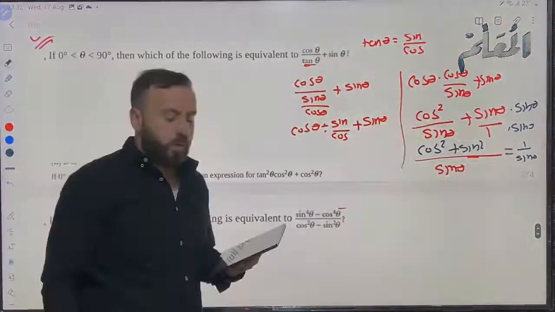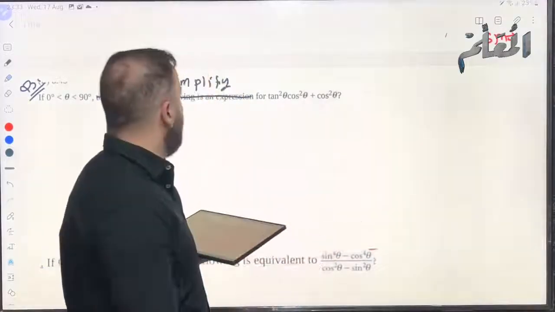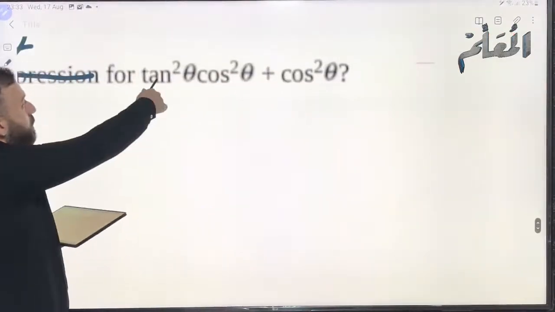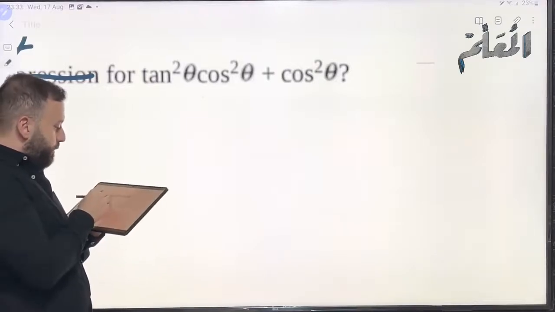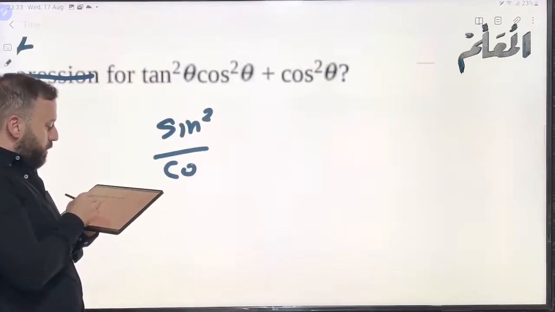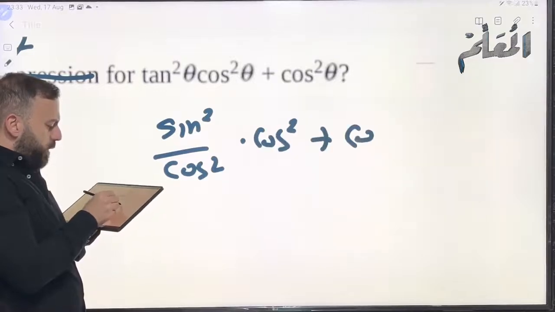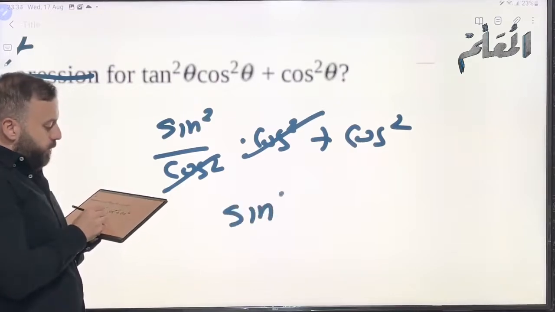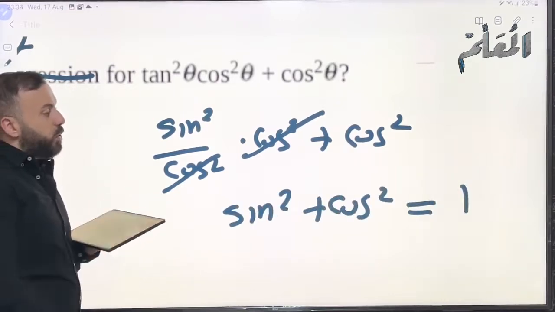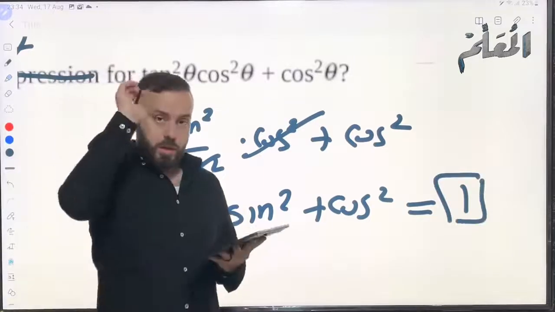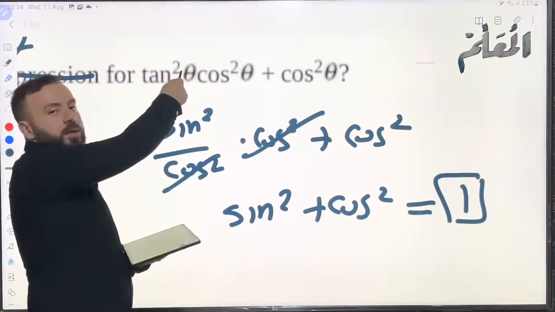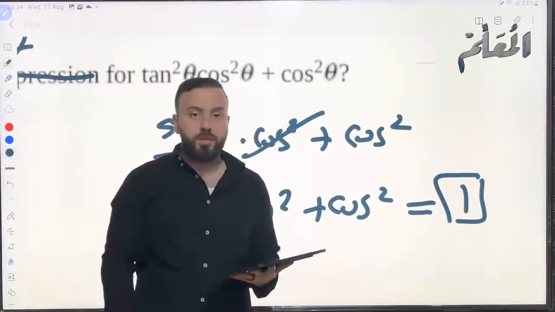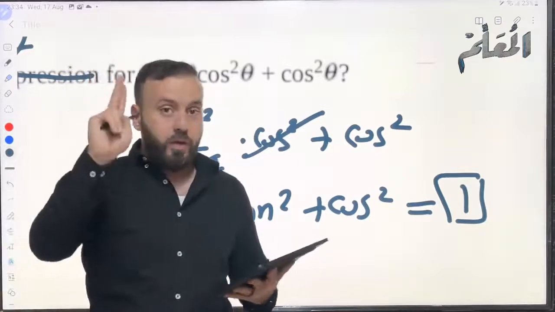So let's go for question 2. The question is telling me to simplify this expression. I know that tan squared is sine squared over cosine squared. That's tan squared times cosine squared plus cosine squared. Cosine squared cancels with cosine squared. What's remaining? Sine squared plus cosine squared, and that's equal to how much, guys? 1. So the answer for this question is 1. Usually, I use two identities: tan, which is sine over cosine, and cosine cancels with cosine. So sine squared plus cosine squared is equal to 1. This is the end of question 2.